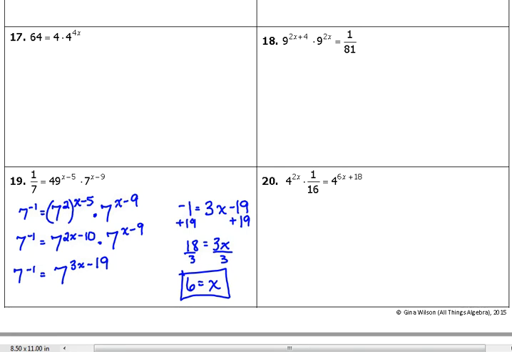All right, one last one. 4 to the 2x times 1 over 16 is equal to 4 to the 6x plus 18. So it looks like everybody needs a base of 4. 1 over 16 is 4 to the negative 2. Multiplying the bases, so we add their exponents. 2x plus negative 2 is 2x minus 2.